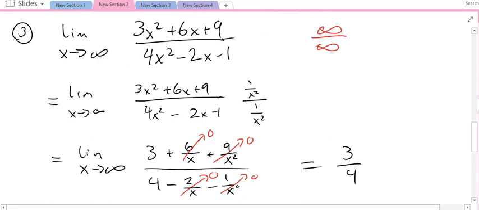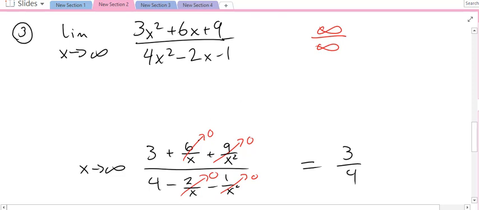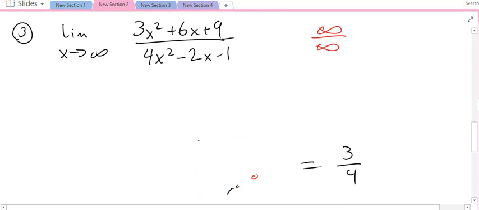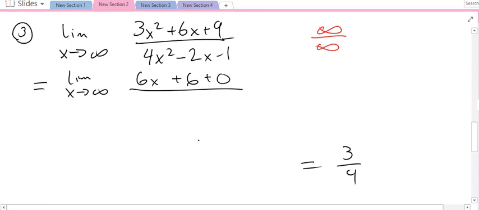Now, along these same lines as before, with this infinity over infinity indeterminate form, we could go ahead and use L'Hopital's rule to do this. So we could take the limit as x goes to infinity. And now we take the derivative of the top, which would be 6x plus 6, and that 9 goes away. So I'll put the 0 there in this case. And then the derivative of the bottom will be 8x minus 2 minus 0.